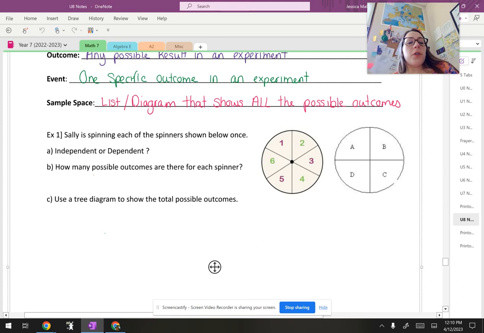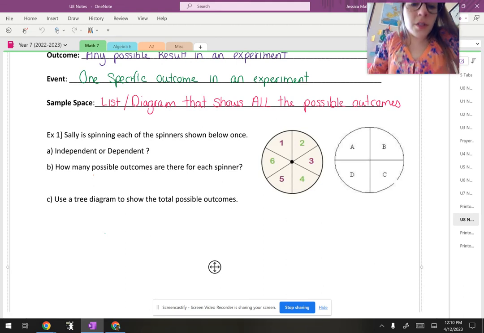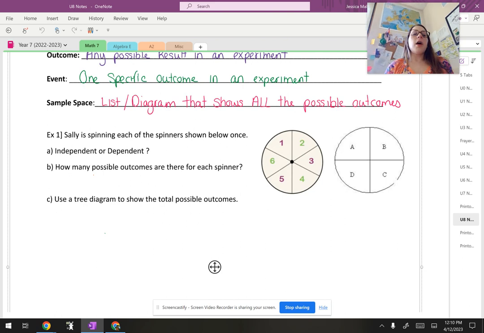All right, example number 1 here. Sally is spinning each of the spinners that are shown below once. First off, is this an independent or a dependent event?